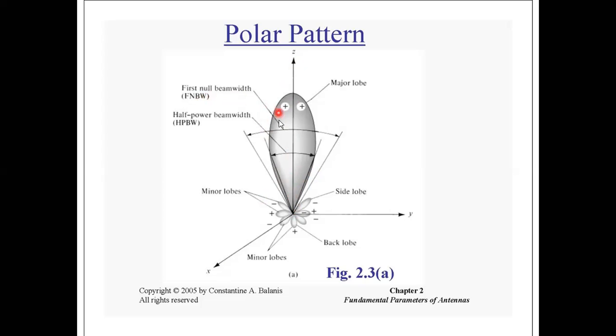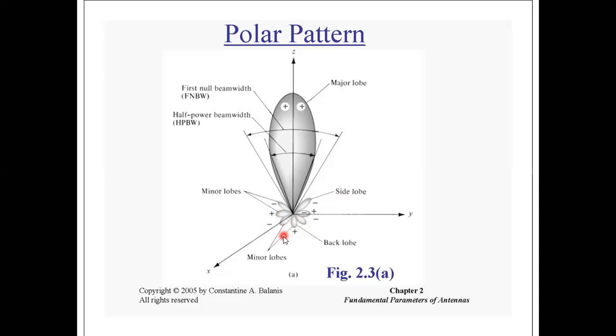So first null beamwidth is defined as the beamwidth between first null points. This is one first null point and this is the second first null point. So the angular distance between these 2 points is called the first null beamwidth. Similarly, the angular distance between these 2 points is called the half power beamwidth.